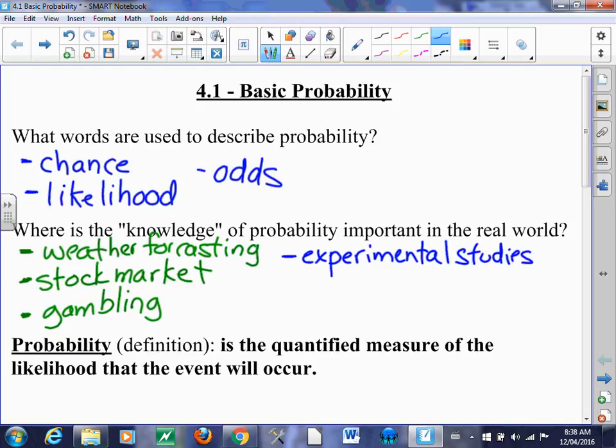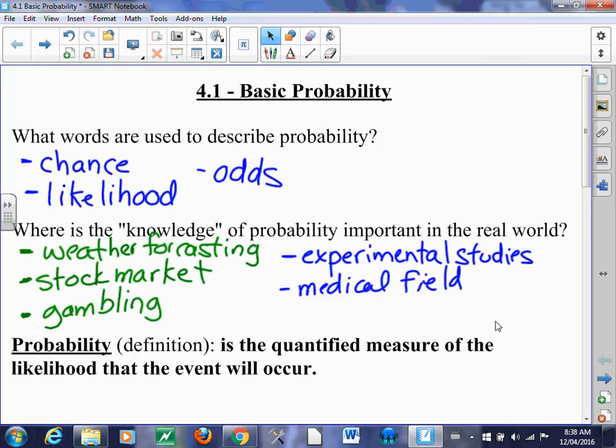And I will put down here that in the medical field, it's important to know the likelihood. So for example, say someone gets diagnosed with cancer, what's the chance that it'll reoccur, etc. Okay? All right.